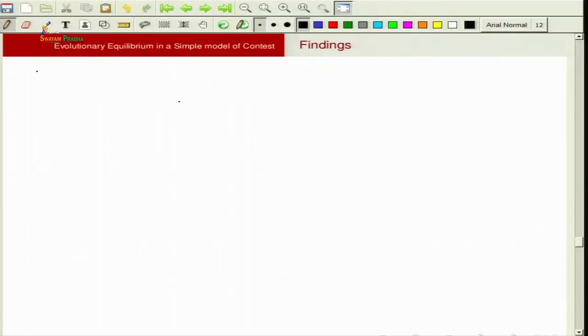So, again I am telling that G is nothing but the expenditure or the efforts they expend in the contest to get that prize of valuation V. So, we will start with the same thing. What is happening? We have a population of n members, and we are considering a pairwise contest.